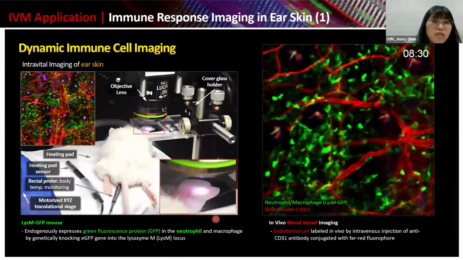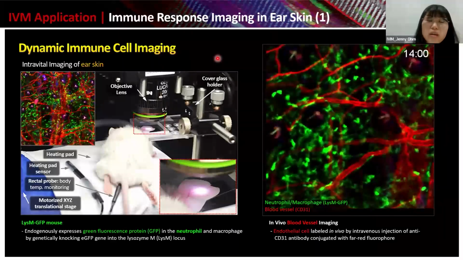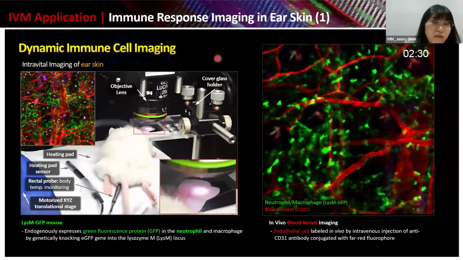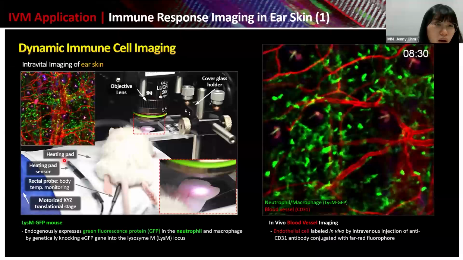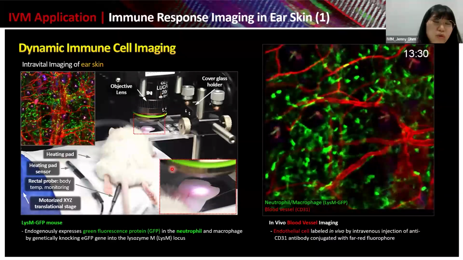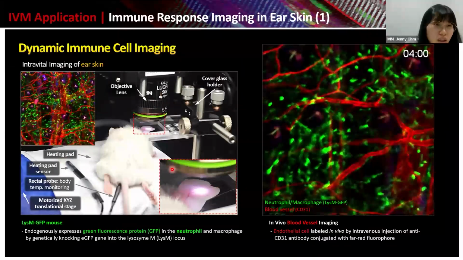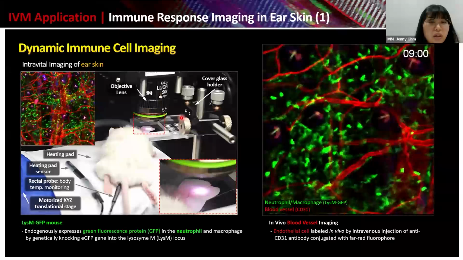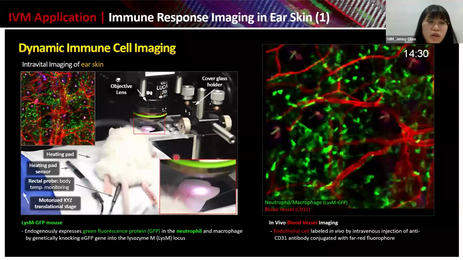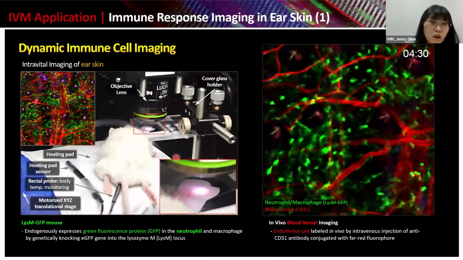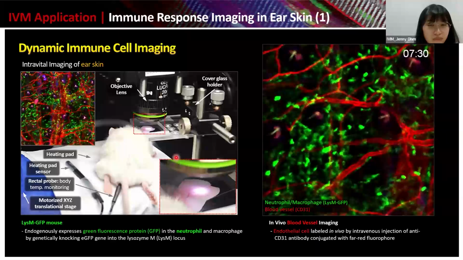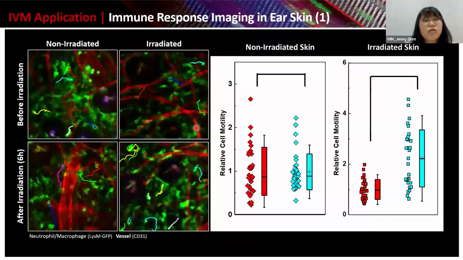And here on the left, you can see how the mouse was prepared for the ear skin in vivo imaging. It is mounted onto the intravital microscope, and here you can see a holder has been used to secure and stabilize the ear skin during long-term imaging. So through this experiment, we identified dynamically moving immune cells in real time.